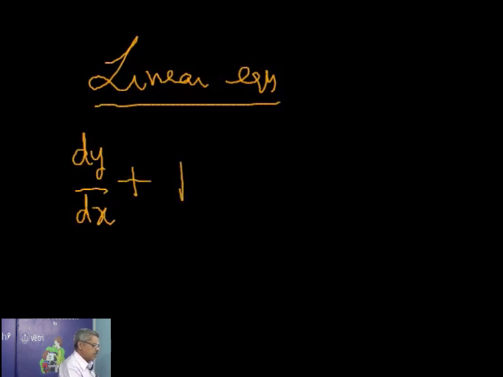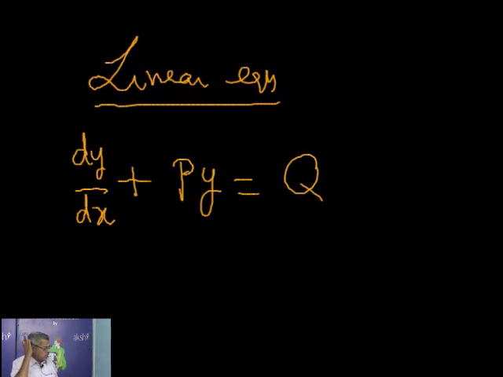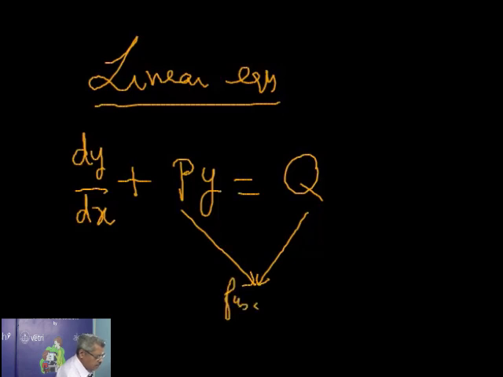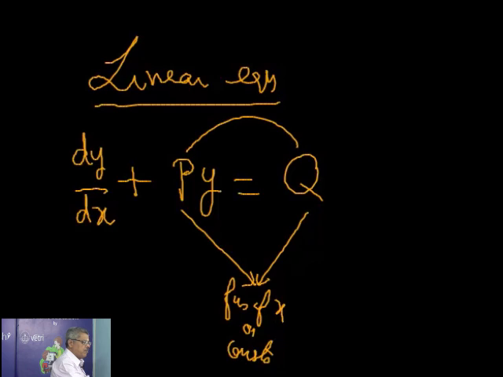What is a linear equation? A differential equation of the form dy by dx plus py is equal to q, where p and q are functions of x or constants. It is not a function of y. P and q are functions of x or constants.